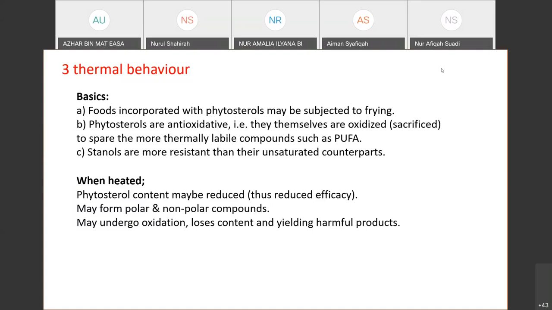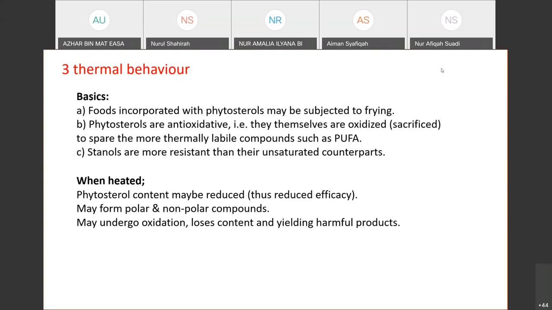Phytosterols are antioxidative. This is another problem with the plant, because they behave like antioxidants. That means they tend to sacrifice themselves. They tend to give away their electrons. When you give away your electrons, you are oxidized. When you are oxidized, you are dead. So phytosterol has that tendency to become antioxidative.